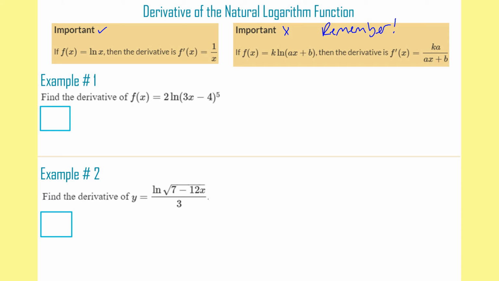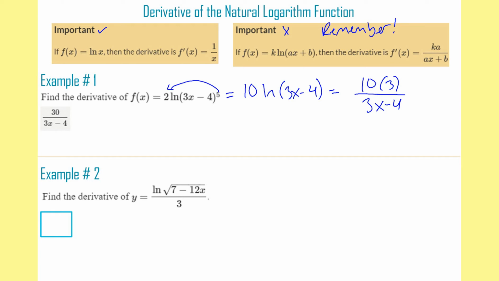Starting out, you want to make sure that it's just natural log. You don't want this exponent. So remember your rules. Take that and multiply it. So we get 10 times the natural log of 3x minus 4. So we know that the argument automatically goes down in the denominator, and then you take whatever was in front and multiply it by whatever's multiplying by x. So we should get 30 over 3x minus 4. And notice that's what I got.